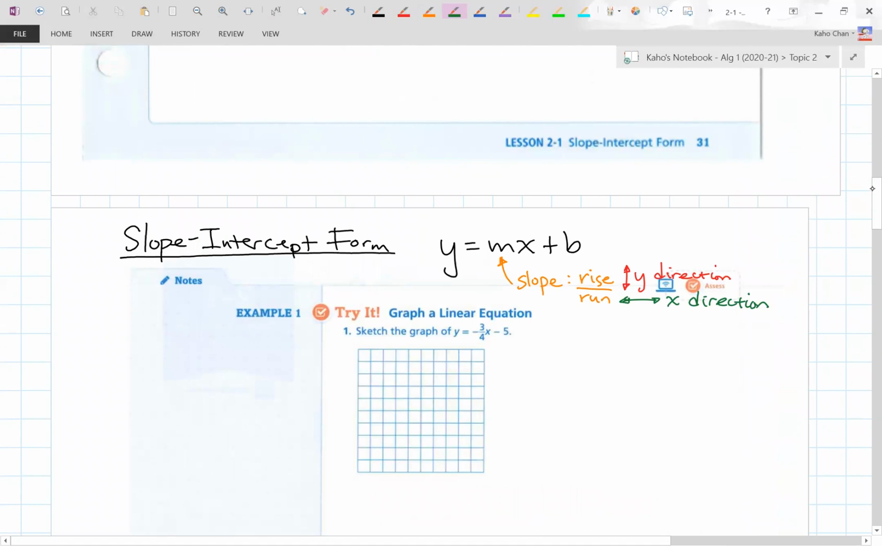The other value in this equation, y equals mx plus b, is the number by itself, or the constant b. This is called the y-intercept. It literally means where the line crosses the y-axis.